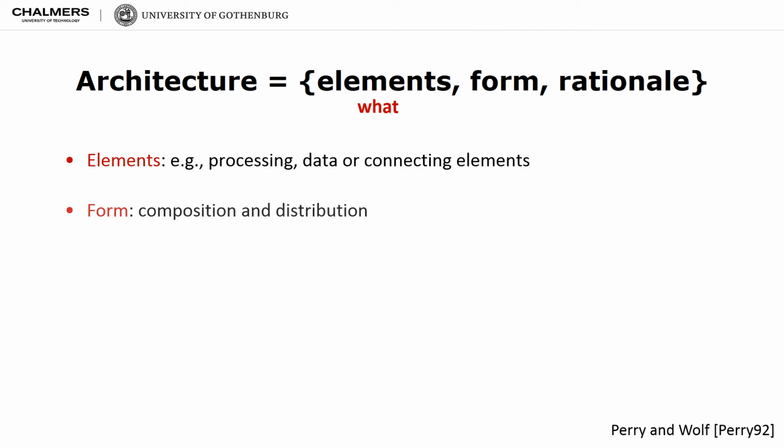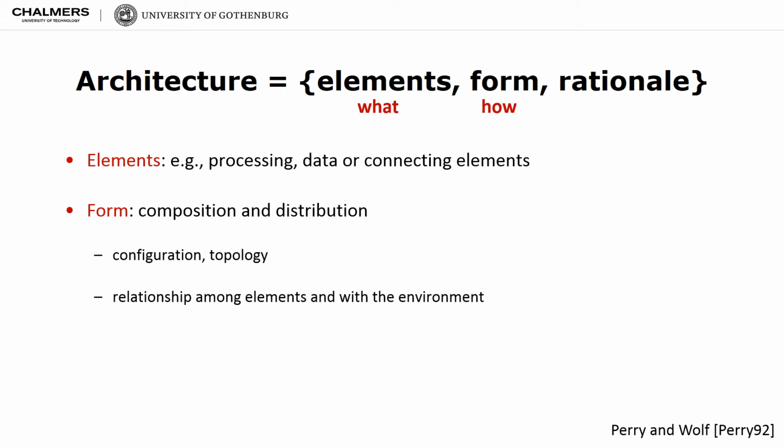Architectural form is related with the composition and distribution of these elements. It addresses the configuration or the topology, as well as the relationship amongst the elements and with their environment.